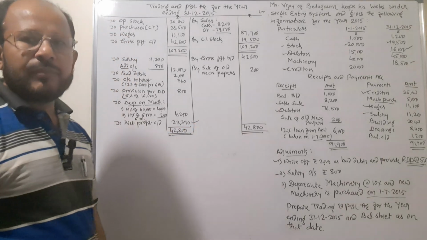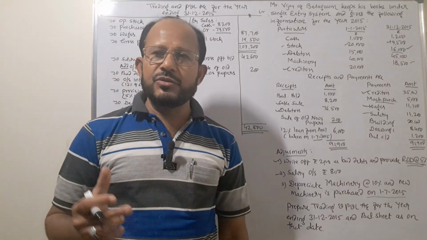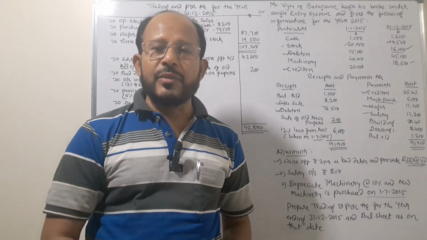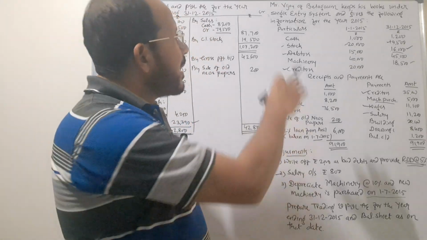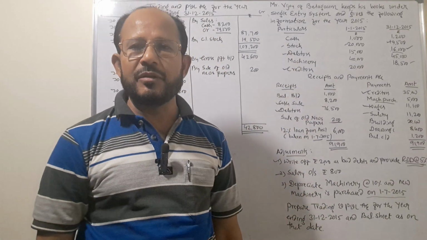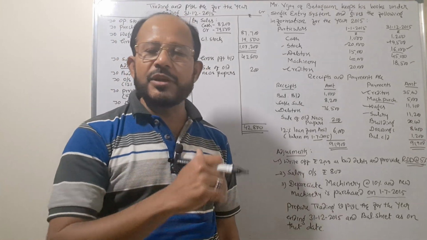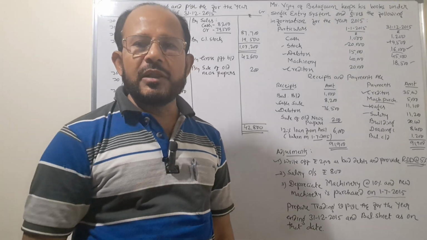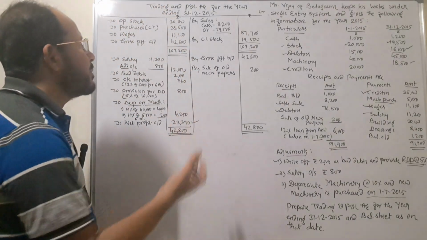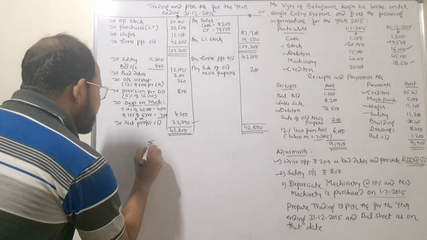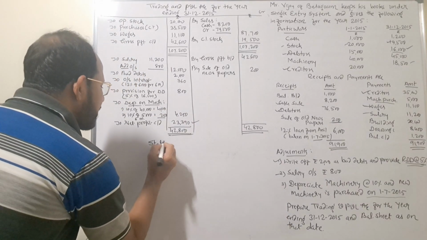Where do we take this one? Here this net profit is to be taken to the balance sheet. To the opening capital we have to add this one. In the beginning I told you that opening capital is not given in the problem. Because of that reason, we have to first prepare opening statement of affairs and find out the opening capital which is required for the preparation of the balance sheet. Okay, let us see.